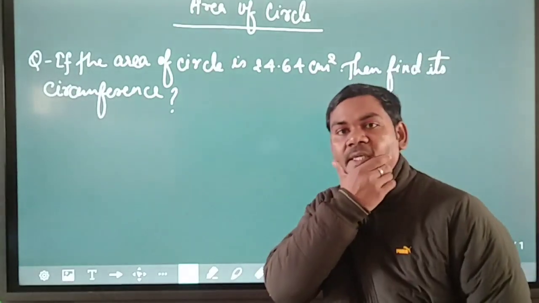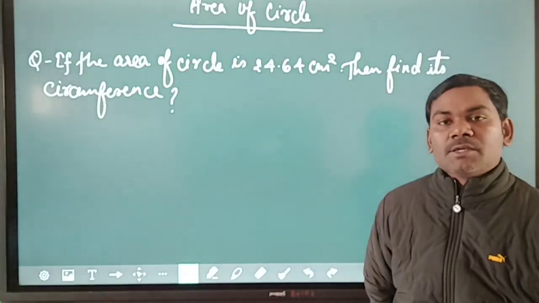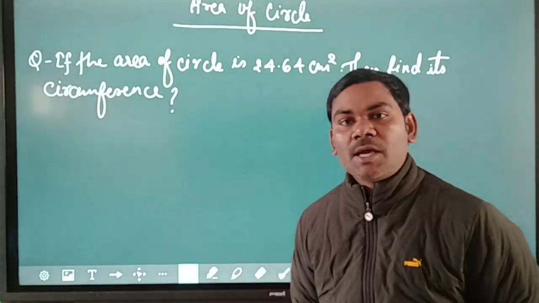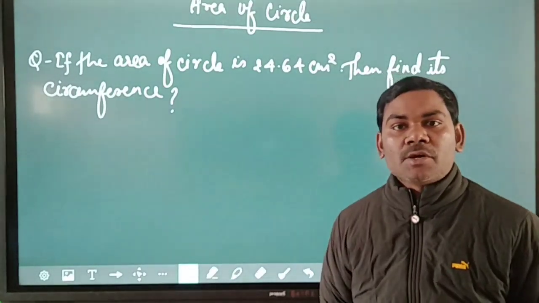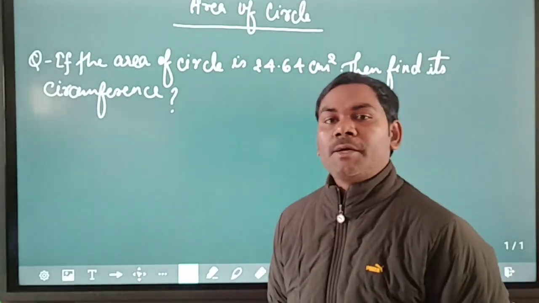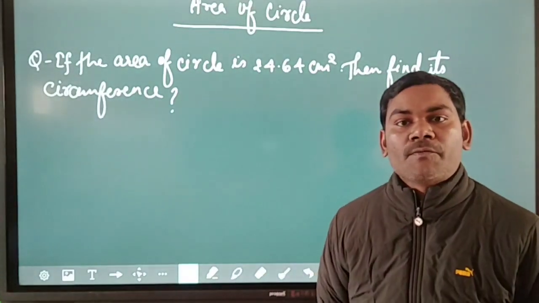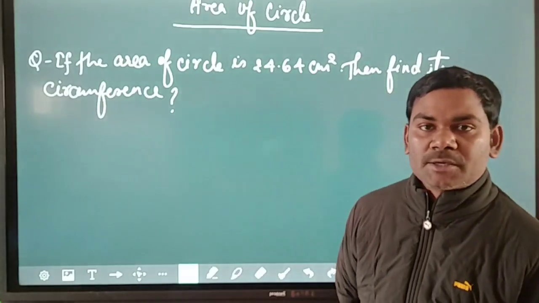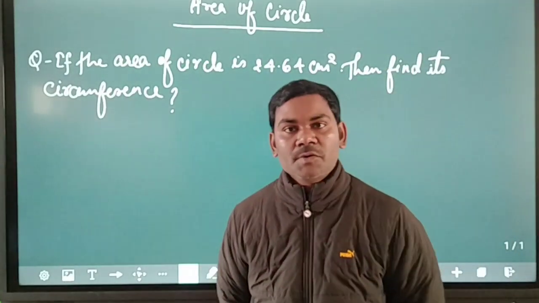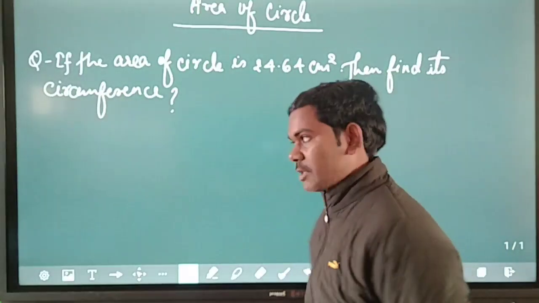In order to find out the circumference of the circle, since both area and circumference have the term of radius, we need to find out the radius of the circle from the area of the circle. So first of all, we need to find out the radius of the circle.